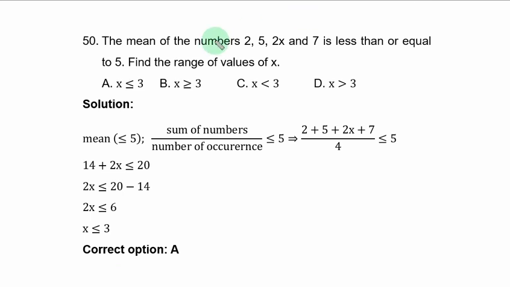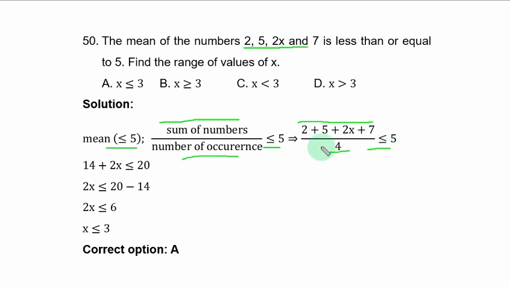Question 50. The mean of the numbers 2, 5, 2s, and 7 is less than or equal to 5. Find the range of values of s. From the question, the mean is less than or equal to 5, and mean is sum of numbers over number of occurrence, and this expression is less than or equal to 5. You add all the numbers together, they appeared 4 times over 4, less than or equal to 5.